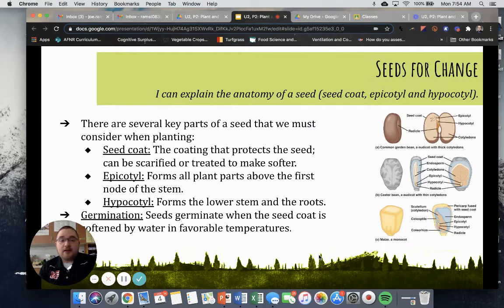Then we have our epicotyl. The epicotyl forms all plant parts above the first node of the stem, okay? So epi, like your epidermis, that's your skin, the outermost layer. It forms all plant parts above the first node of the stem. And then you have your hypocotyl, and that forms the lower stem, so anywhere beneath that first node and the roots.